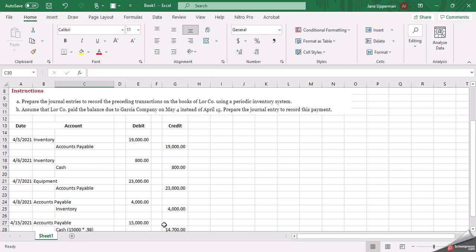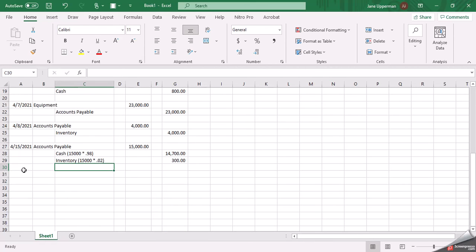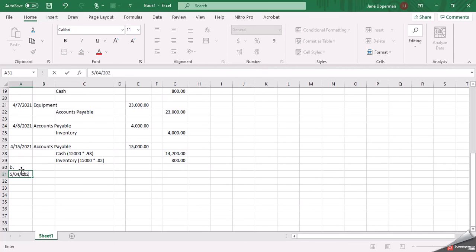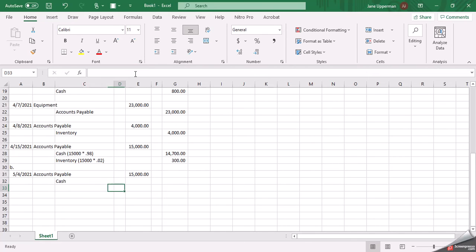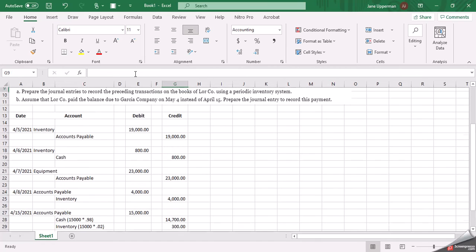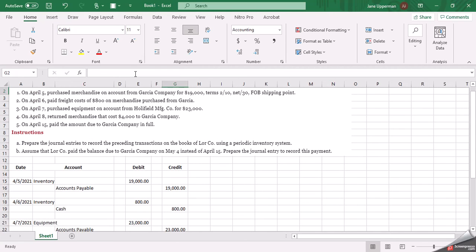Okay, then B says, now assume that they pay the balance due on May 4th. In that case, if we paid it on May 4th, we would not earn that discount. So we would reduce our accounts payable by the 15,000, and we would reduce our cash by 15,000. If we waited those extra days, we would not save that $300. So those would be the entries that you would need to make as you're recording those inventory transactions.